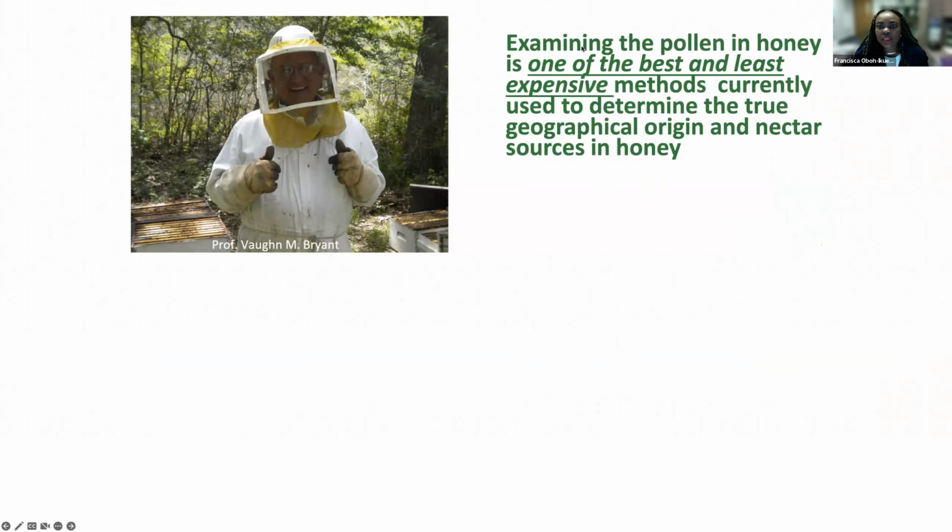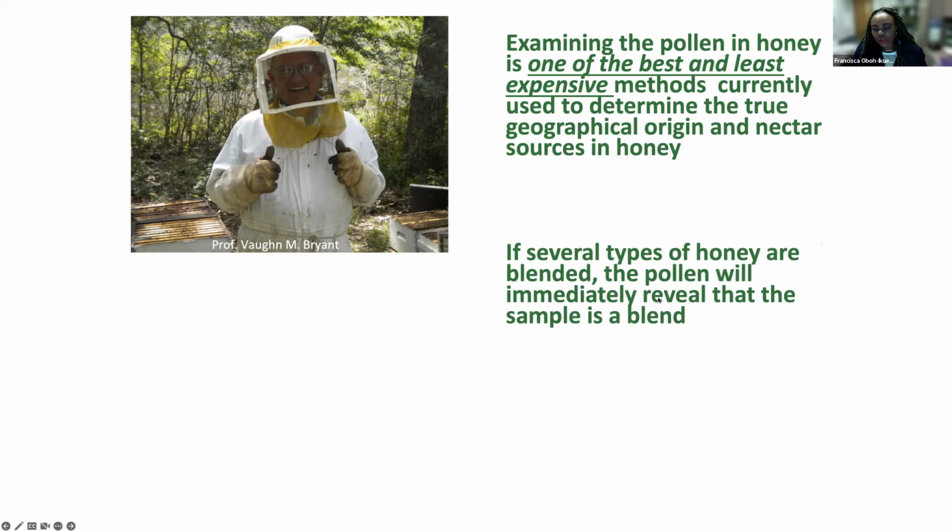So essentially, what this tells us is that pollen in honey is one of the best and least expensive methods used to determine the true geographical origin and also the sources of nectar. This is one part of palynology that is not commonly known. If there are several types of honey and they are blended, the pollen can immediately reveal that the sample is a blend.